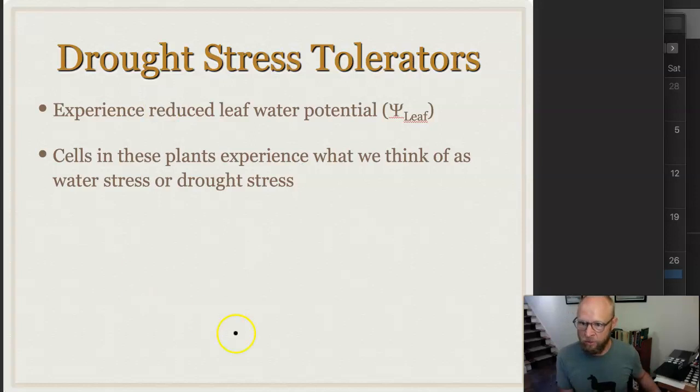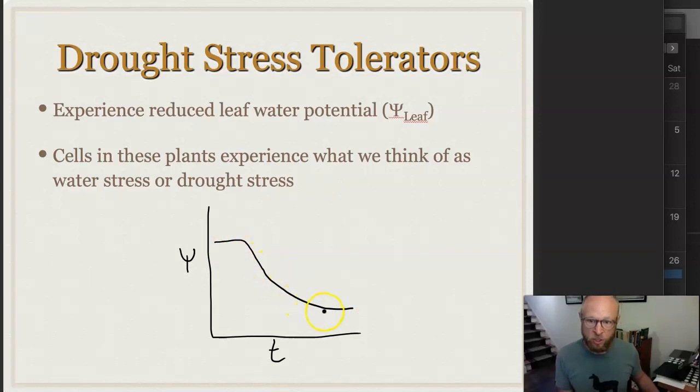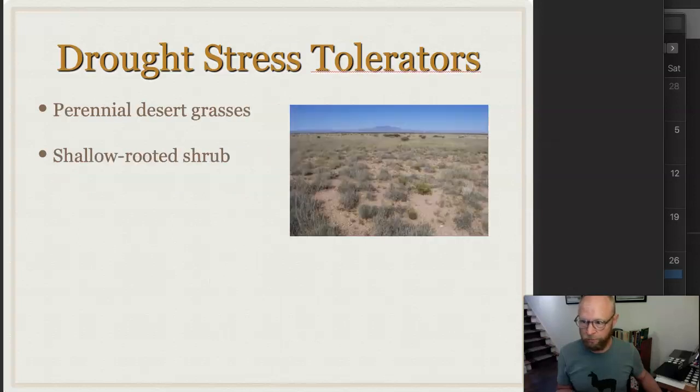So just to give another diagram, we would expect these plants to have this pattern. These plants would allow their leaf water potential to decrease, but that doesn't mean stomatal conductance would decrease. Stomatal conductance of these plants is going to decrease some, but not a lot. So they're still able to continue using water through these stressful conditions.